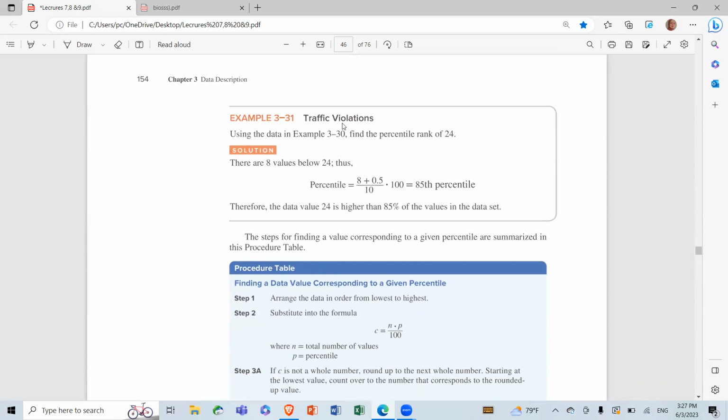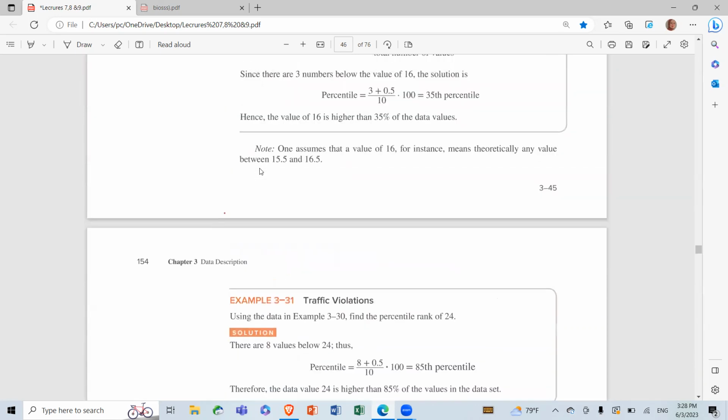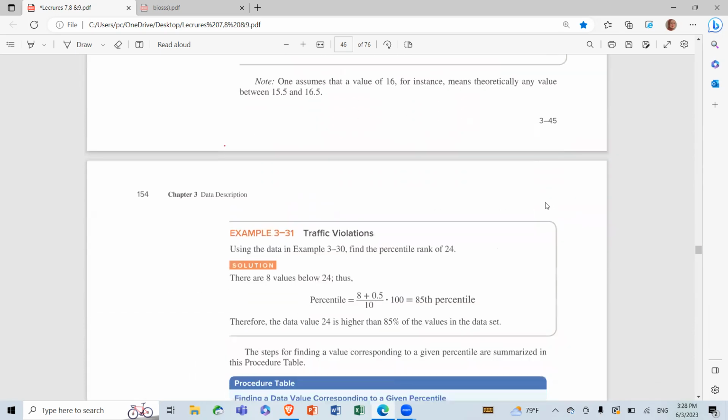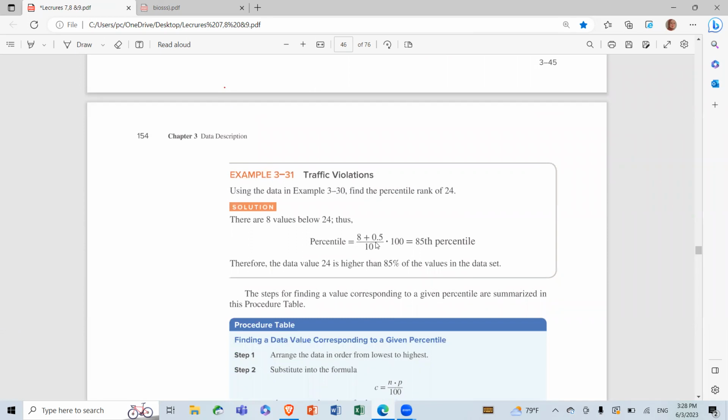Another example, traffic violations. Using the data in example 330, find the percentile rank of 24. There are 8 values below 24. Again, the same example. We notice that we have 24 here. How many numbers are smaller than it? 1 2 3 4 5 6 7 8. So that's why we wrote here 8 plus 0.5 over 10 times 100, 85th percentile. Therefore, the data value 24 is higher than 85% of the values in the data set. 24 is greater than 85% of the other numbers.